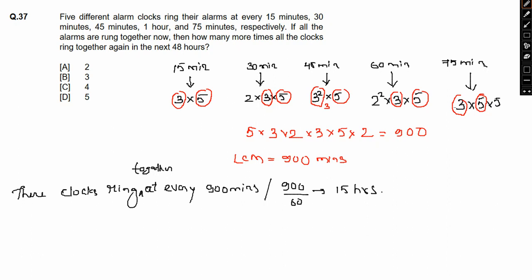So therefore in 48 hours, how many times will it ring? So we know 15 into 3 is 45, okay, which is less than 48. So at the 45th hour they ring the last time, and the total number of times they ring is 3 times. So our answer in this regard is 3.